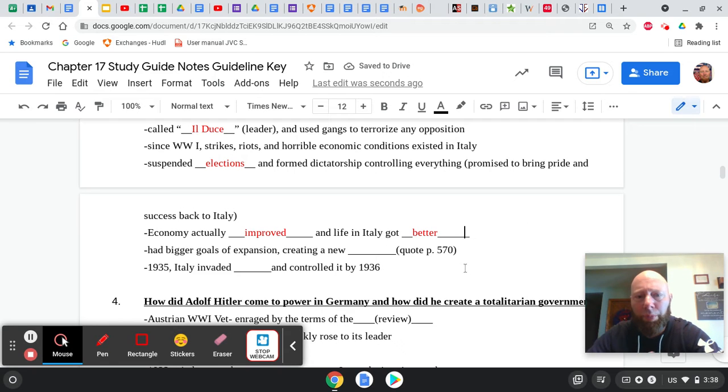Ironically, during our own Great Depression, FDR, our president, had sent advisors to Italy to study fascism and see what he was doing that was working, and brought ideas back to the United States. So had he just continued with that, things might have been all right in Italy, but he had bigger goals of expansion and creating a new Roman Empire.